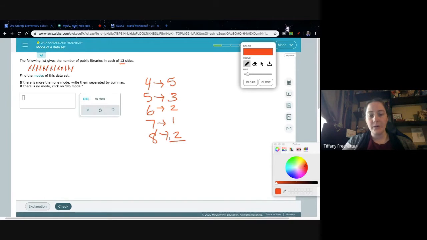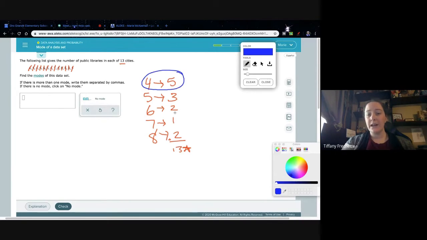Okay, and I want to make sure really quick, I'm going to add these together because I want to make sure I have 13 numbers here. So I have 5, 6, 7, 8, 9, 10, 11, 12, 13. Yay, happy star. So we do have all 13. So now I just need to figure out which one happened the most because that's my mode.